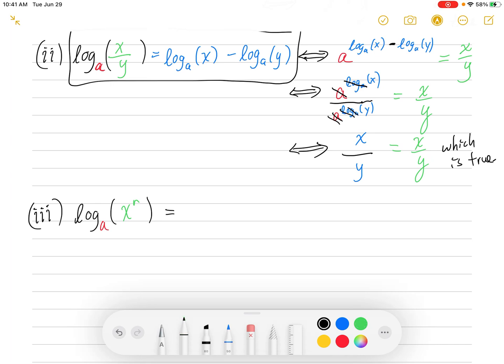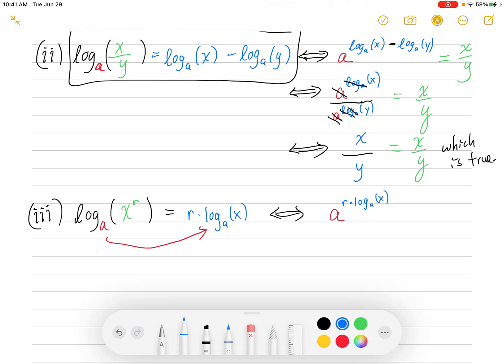Okay, finally, the third property. We have the log base a of x to the r is supposed to be the same thing as r times the log base a of x.